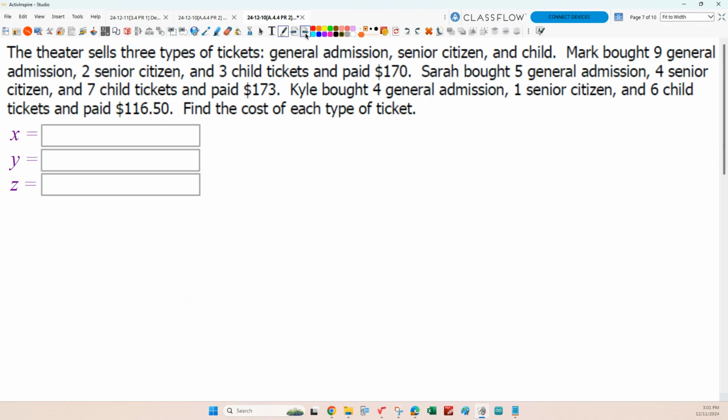First thing, what does x equal? What does y equal? What does z equal? What is x equal to? The cost of the general tickets, right? That's what we're trying to find. Find the cost of each type of ticket. Well, what are the tickets? General admission, senior, and child, right? So the cost of general admission is the first thing I need to find, and that's going to be my first variable, x. Cost of a general admission ticket. What are the units there? Dollars, yeah, because it's a cost, right? So that's in dollars.